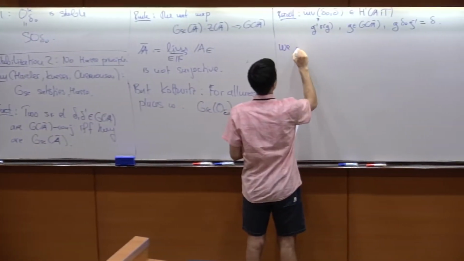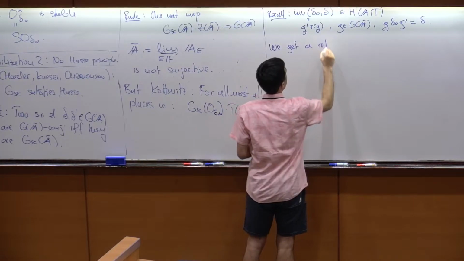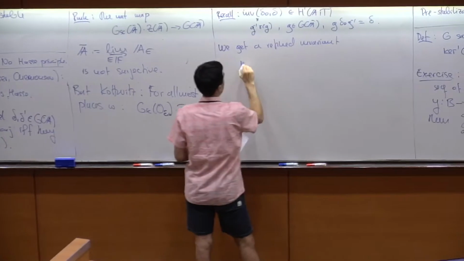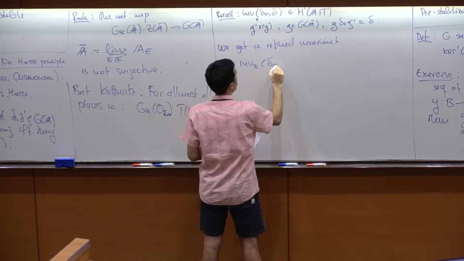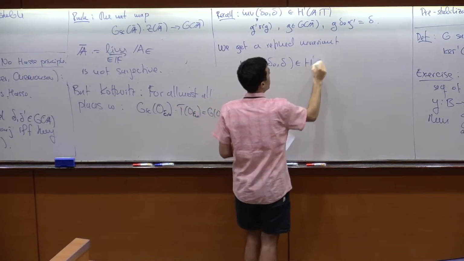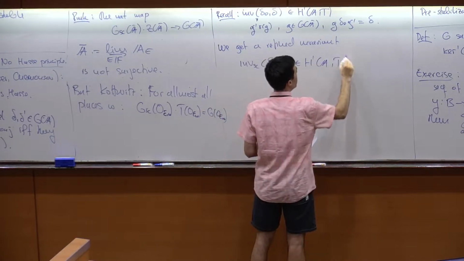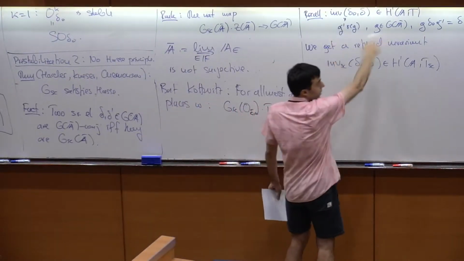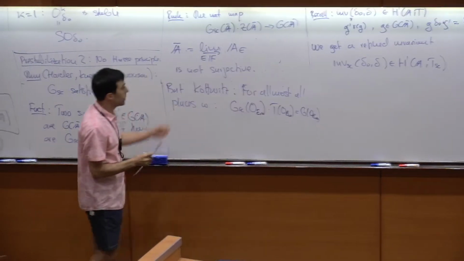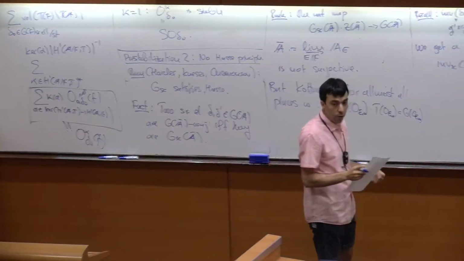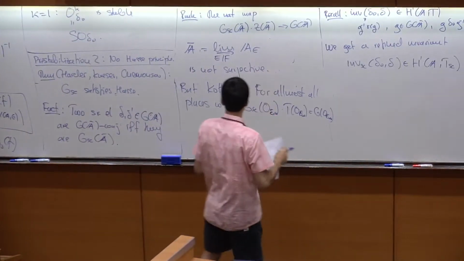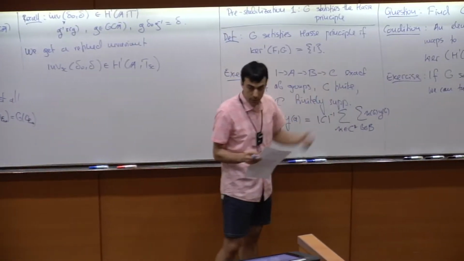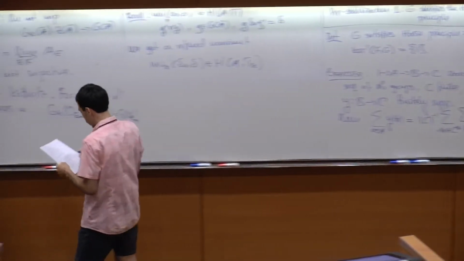So we get a refined invariant, inv SC of delta 0 delta in H1 A TSC, where TSC is the preimage of T in GSC, exactly by the same formula, but now you take G to be in the simply connected cover. And we're going to use this refined invariant to get our hands on the appropriate definition of this group C that we're looking for. Okay.